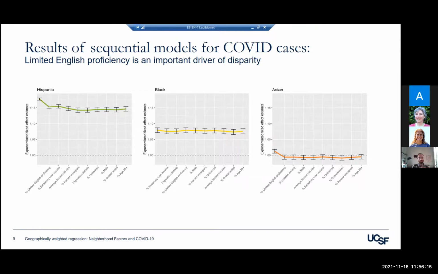So basically what you're seeing here is that the effect of the race ethnicity category variable on the outcome of COVID cases went down dramatically when you add in the variable for limited English proficiency, at least for Hispanic, Latinx, and Asian American groups. And so that seems to be an important variable for explaining some of the disparities, as you can see here.